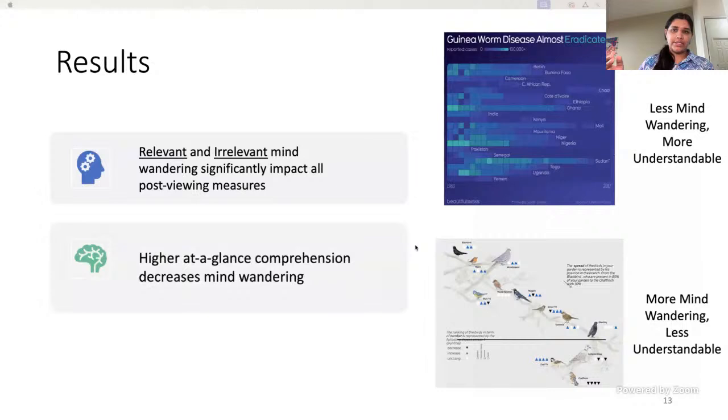Second, people exhibit less frequent mind wandering when they look at charts that they are able to understand at a glance. And we conjecture that maybe an increased sense of familiarity with these kinds of charts might prime viewers to focus and engage consistently throughout the observation period.